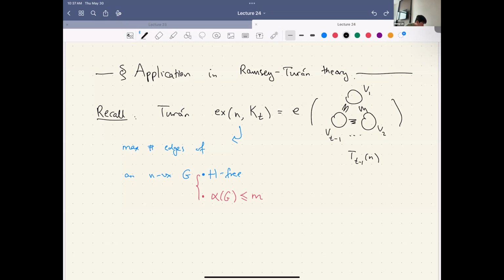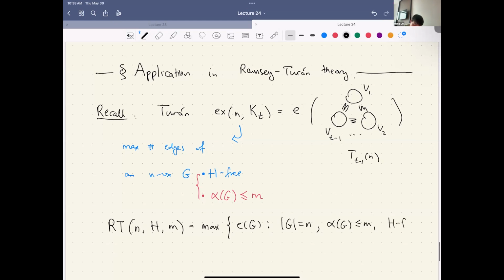So here's the definition. The Ramsey-Turan number, denoted by RT(n, H, m), is the maximum of e(G), where G has n vertices, alpha(G) is at most m, and G is H-free.